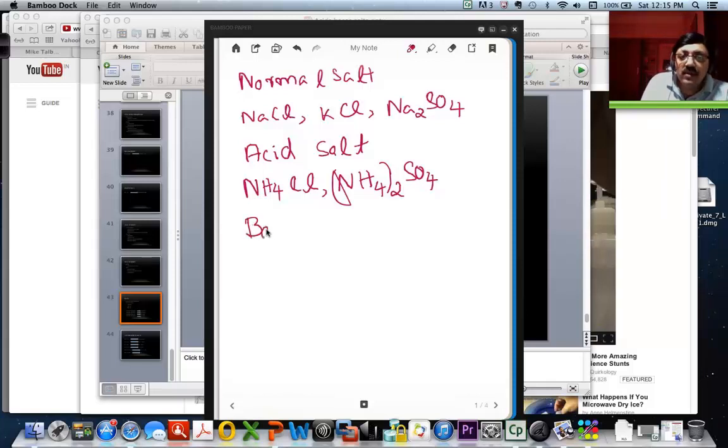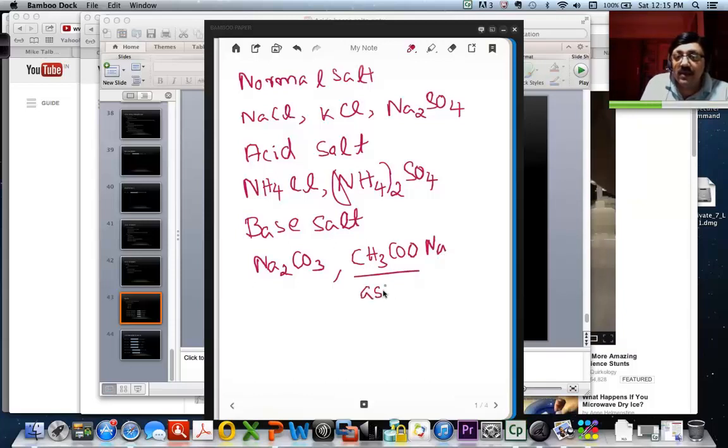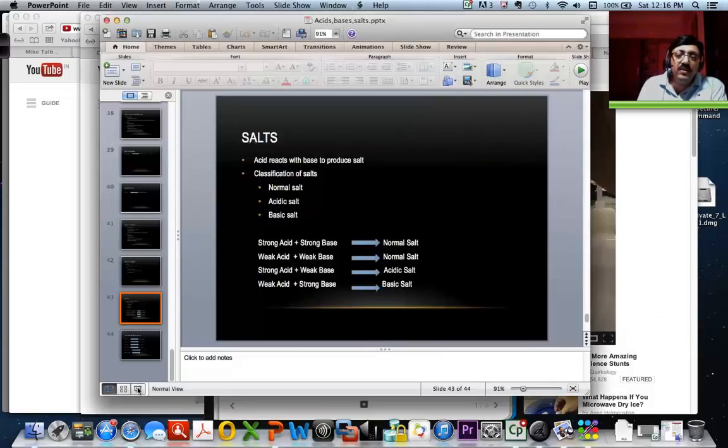What about base salt? Base salt examples are like sodium carbonate, or another example is sodium acetate. This is actually acetate, right? Sodium acetate. So all these are examples of base salt. Now how are these actually formed, right? Let us look at how these salts are formed.